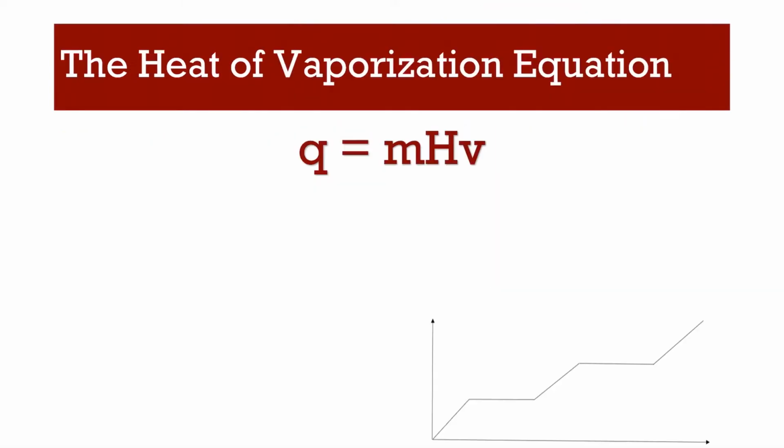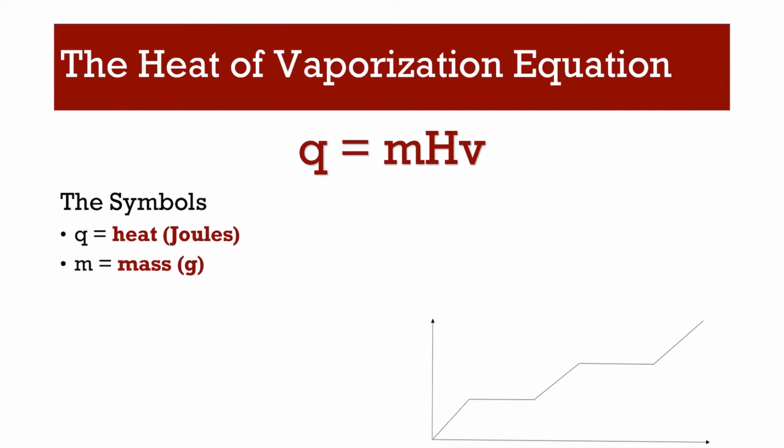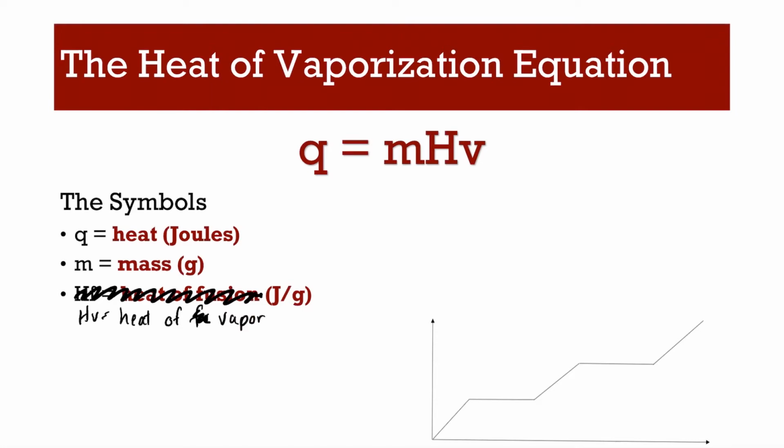Less involved equation. Now, the heat of vaporization equation works very, very similarly. And the symbols are, again, basically the same. Q is heat, that's measured in joules. M is going to be our mass in grams. HV is our heat of vaporization.